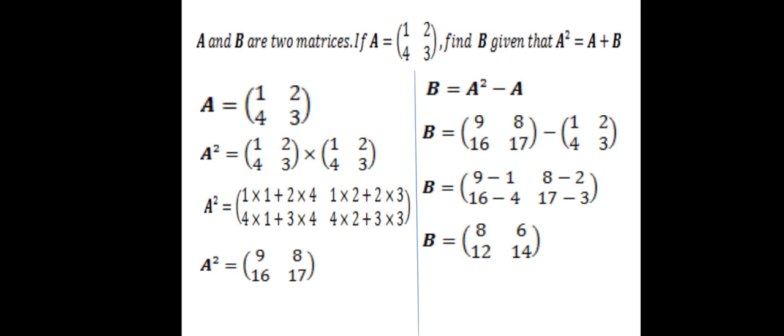We shall multiply A by itself to get A squared. We find A squared to be 9, 8, 16, 17. Now, subtract A from A squared, we get the value of B. B is 8, 6, 12, 14.